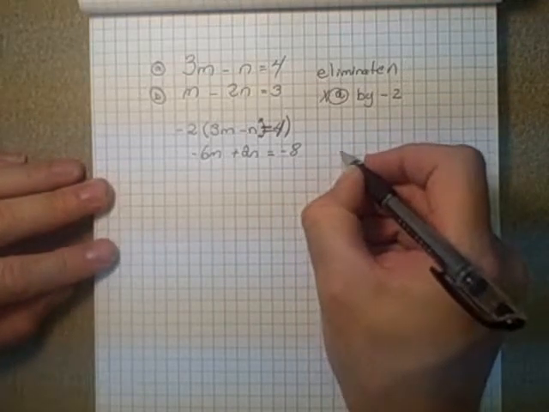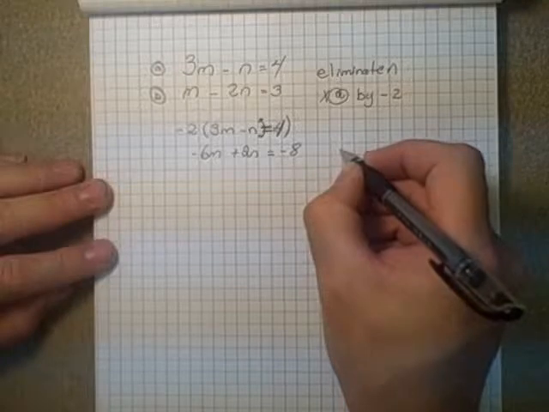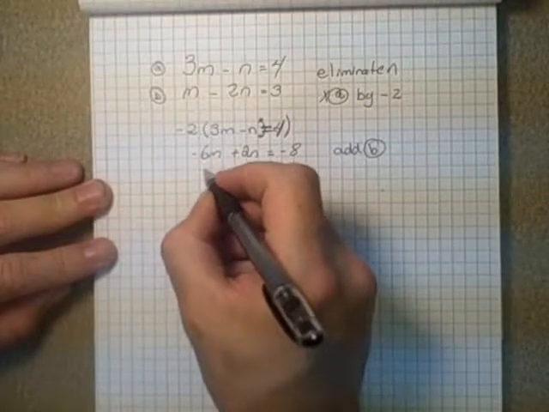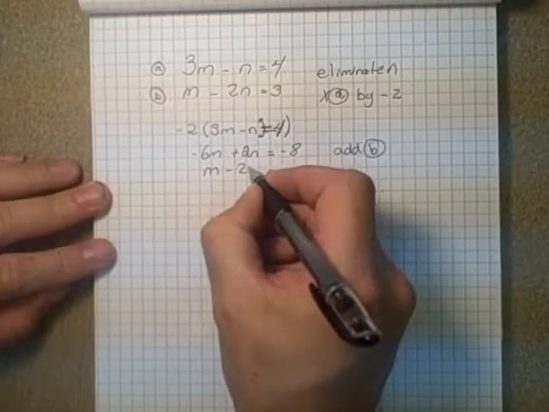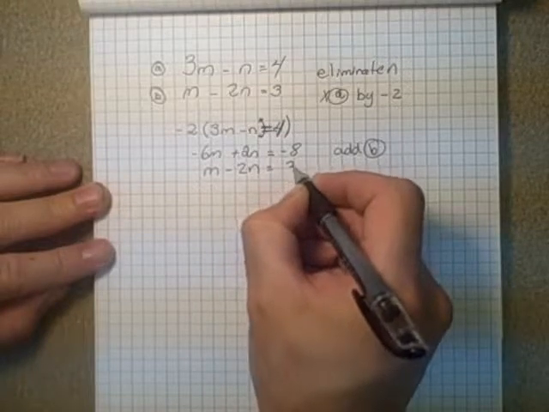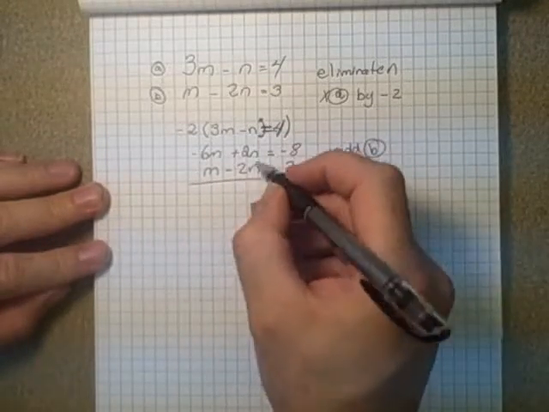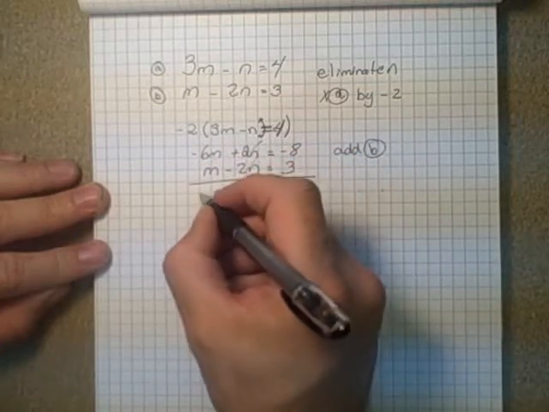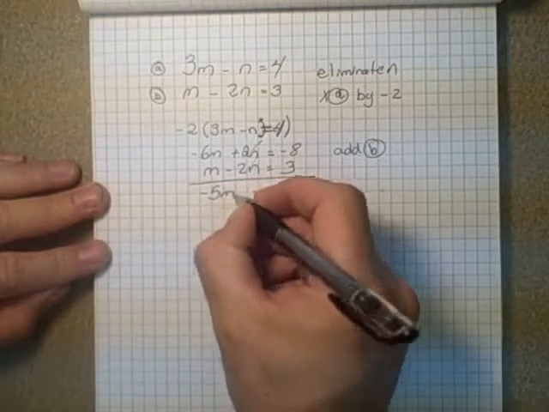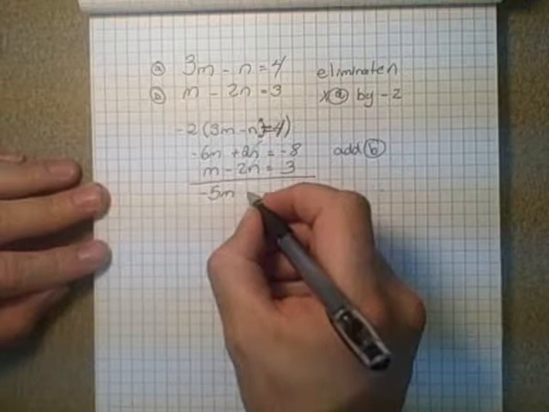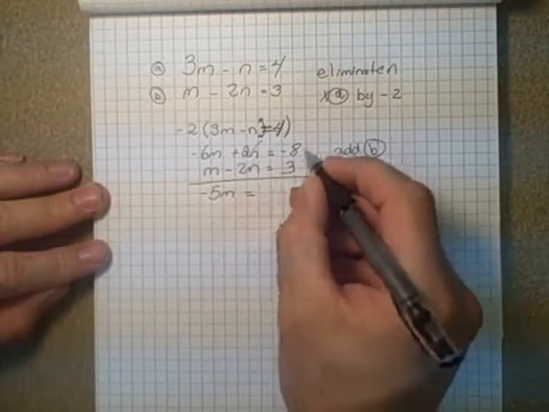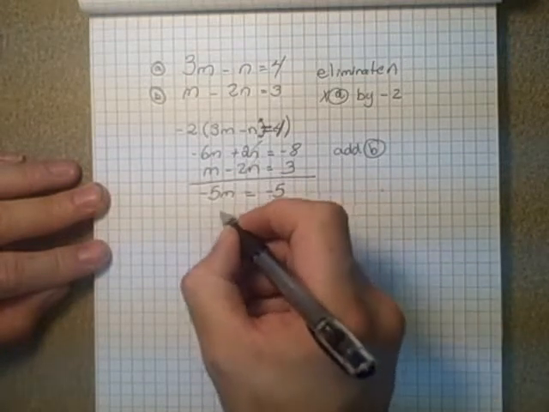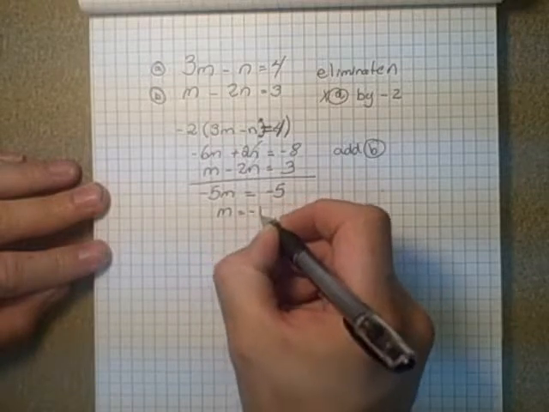Okay, and then I have to add equation B to our result. So equation B is m minus 2n equals 3. So I want to add them so that I can eliminate these. That becomes a 0. So -6m plus m, that's -5m. And this is going to become 0. And that's going to equal -8 plus 3, which is -5. Divide by -5, m is equal to -1.